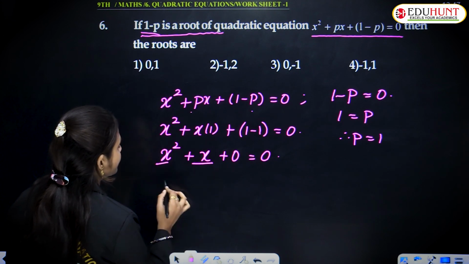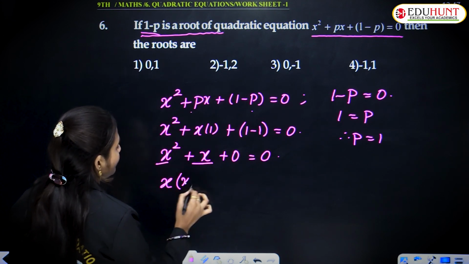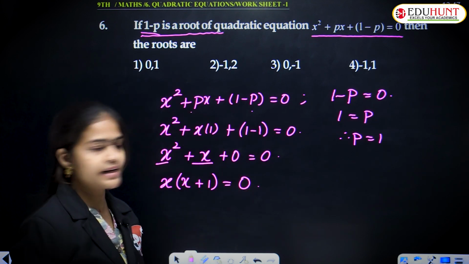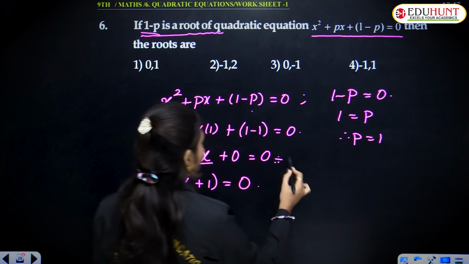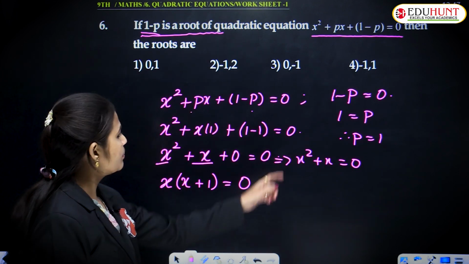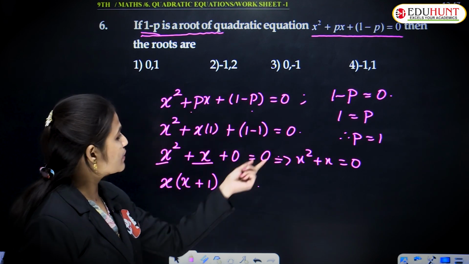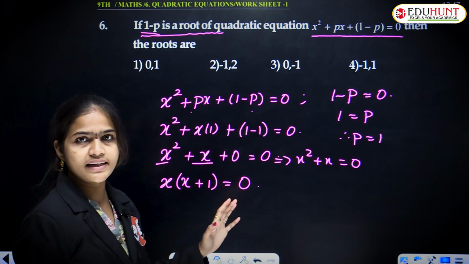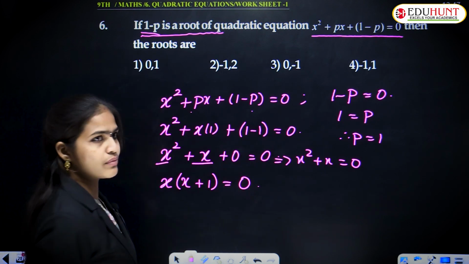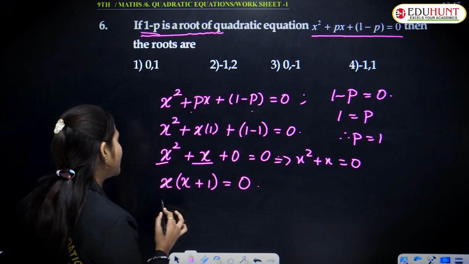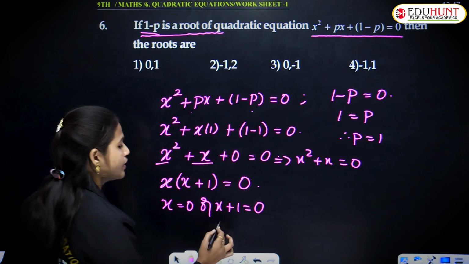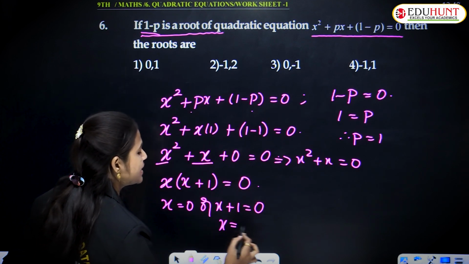From the first two terms, take x as common. Now this is a quadratic equation only, no? x square plus x is equal to 0. Here the c term is 0, but x square plus x is equal to 0 is still a quadratic equation. Taking x as common, you get x into x plus 1 is equal to 0. To satisfy this condition, x is equal to 0 or x plus 1 is equal to 0. From this, x is equal to minus 1.